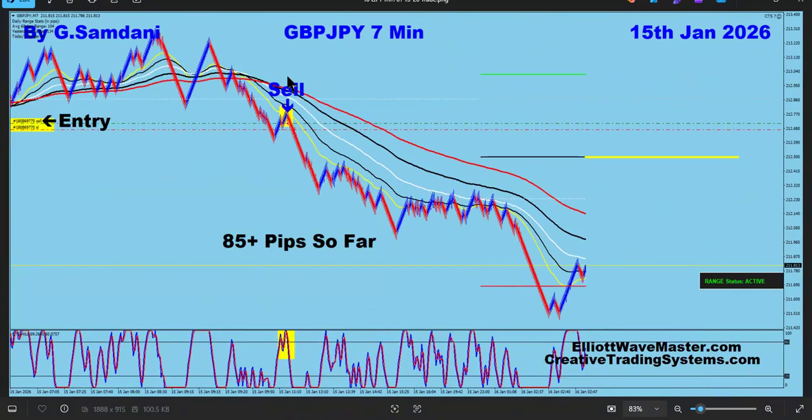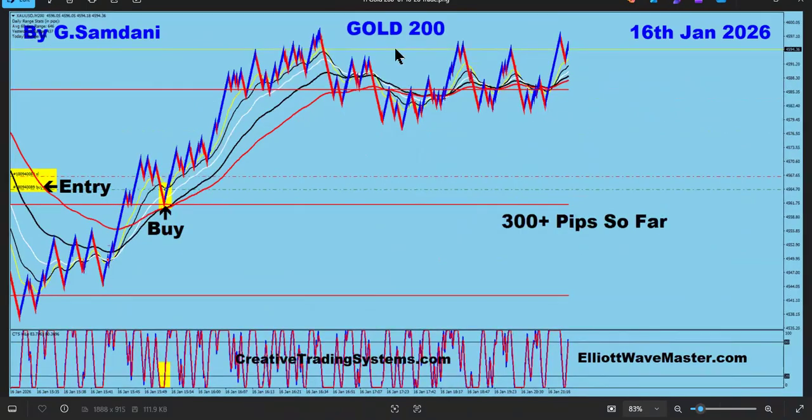Pound yen 7-minute short, also 85 pip on the 15th. And now this is gold on the 16th, 300 pip going to the upside, and this is it. Now, why do I have so few trades this week?